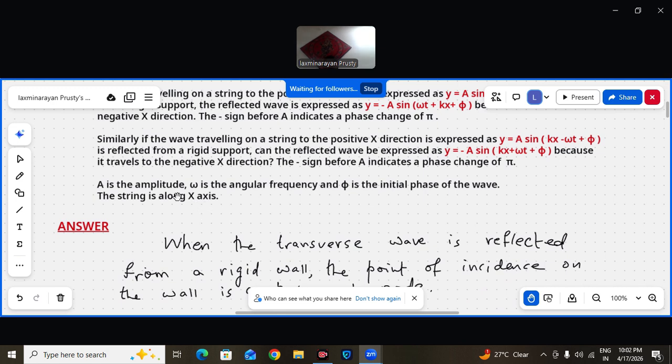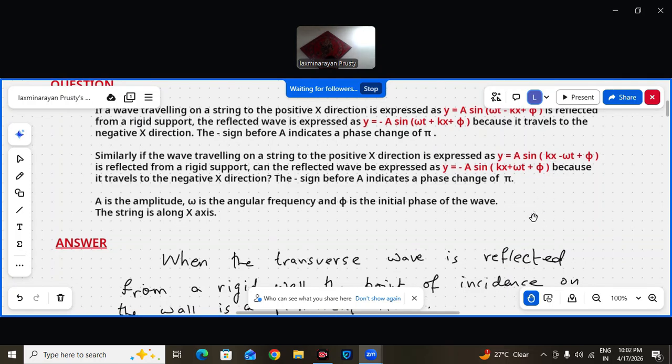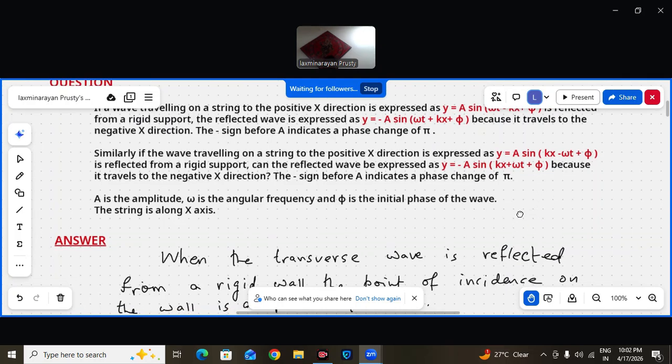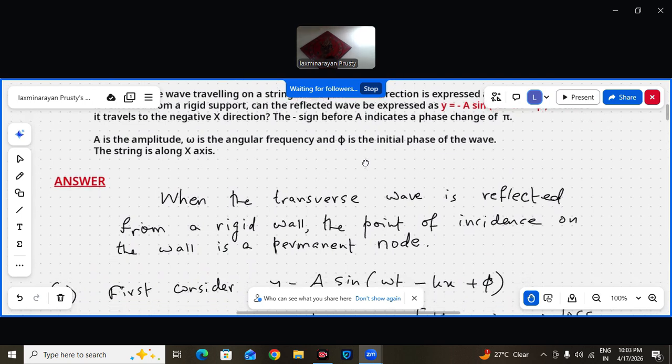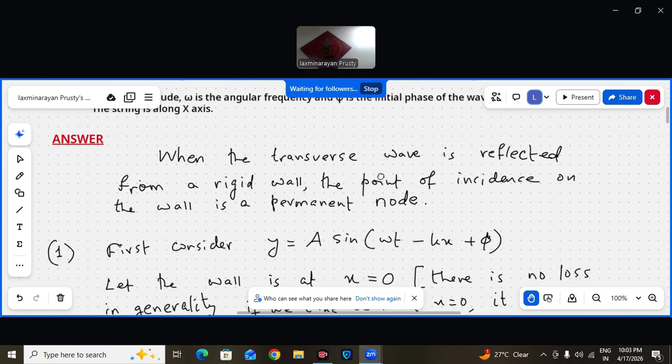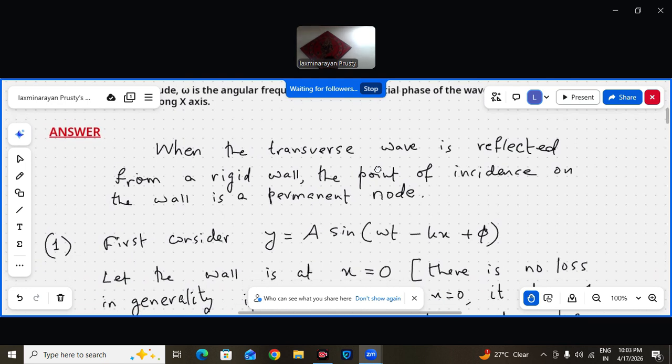So a is amplitude, omega is angular frequency, phi is the initial phase of the wave, k is the wave constant, 2 pi by lambda. The string is along the x-axis. Now let us find the answer.